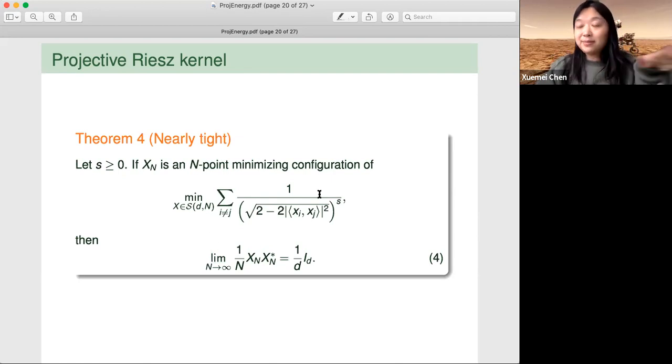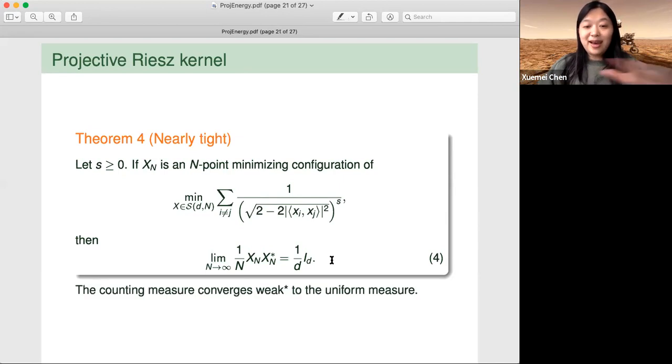And so it's the same setup. We minimize the Riesz energy and the projective Riesz energy, and then we get a minimizer we call X, and then this minimizer converges to the identity matrix. It's because it's a pretty established minimal energy result, like the continuous energy results, that the counting measure, the discrete ones, can converge weak star to the uniform measure.